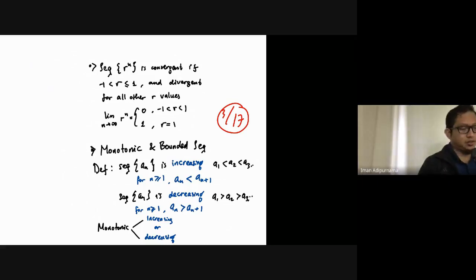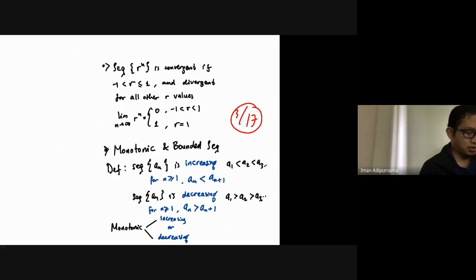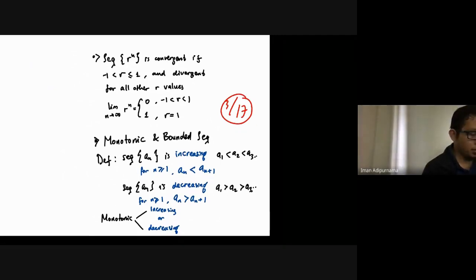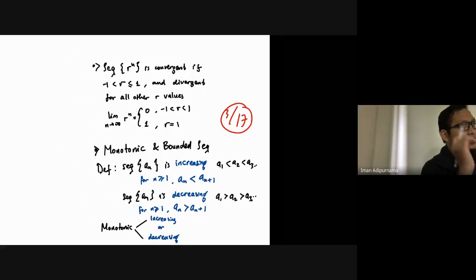Last Wednesday, we discussed sequences. There are terms called monotonic and bounded sequences. We can define a sequence as increasing or decreasing, depending on how the sequence looks in order.